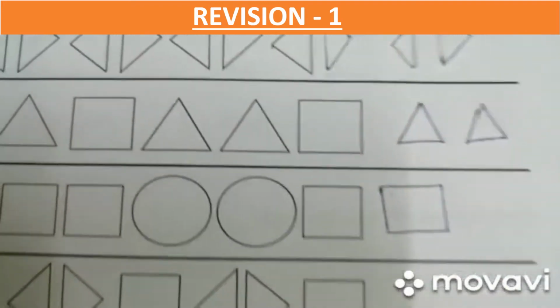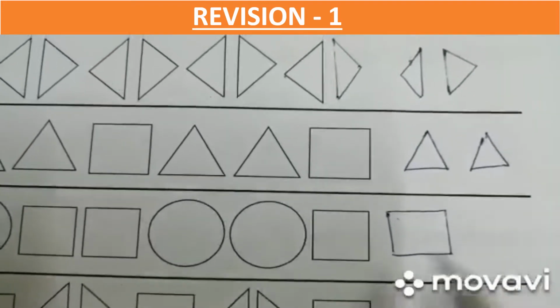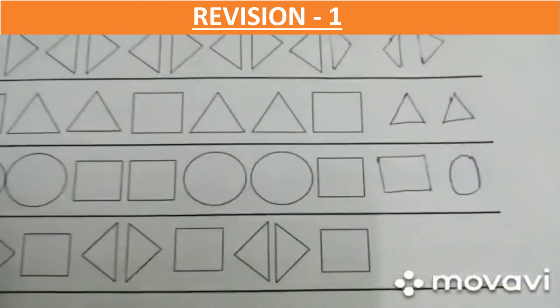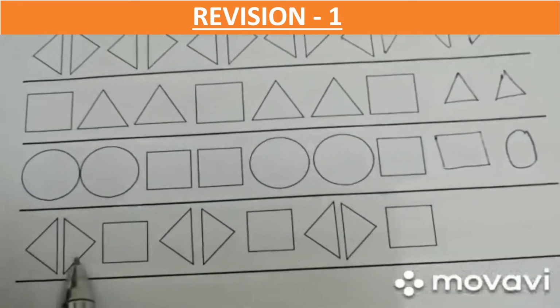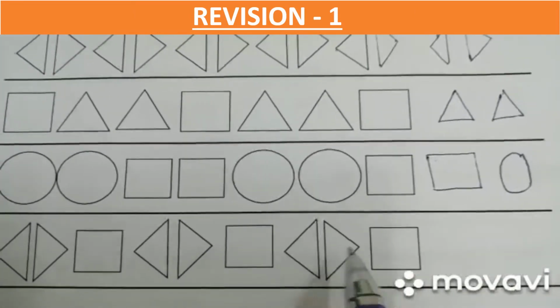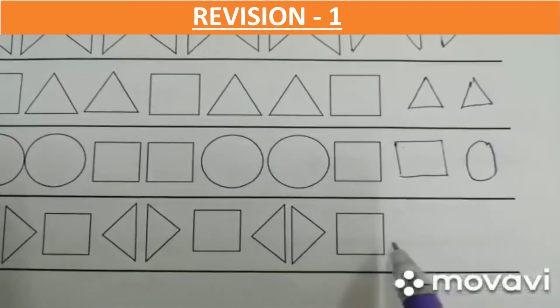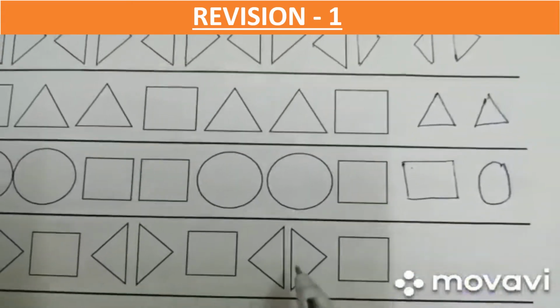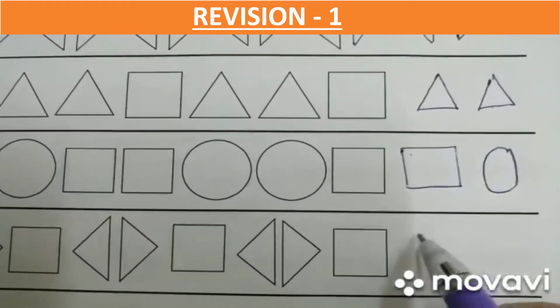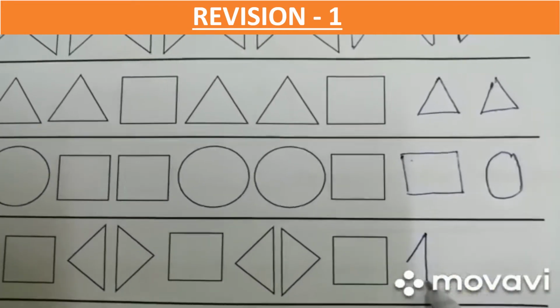Okay, another square will come. Then after the square will come what? Circle. Okay. See now, triangle, triangle, square, triangle, triangle, square, triangle, triangle, square. Now what comes after triangle, triangle? Square. Now what comes after square? Very good. After square comes triangle.